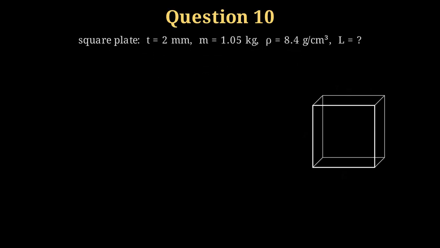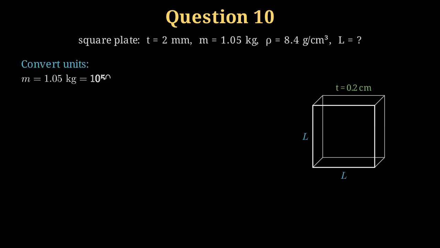Picture the plate. It's a square, so its length and width are the same, both L, and it's very thin, just a couple of millimeters thick. Its volume is length times width times thickness, which is L squared times the thickness.